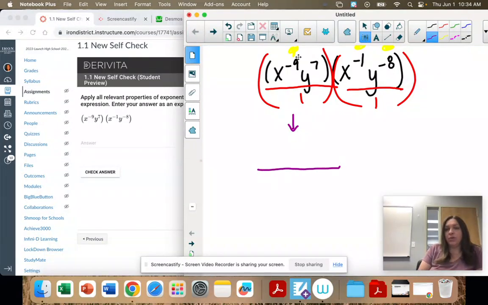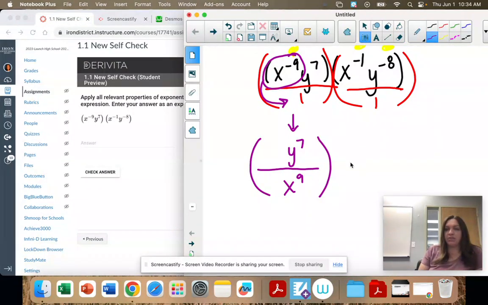So the only one that we need to change the sign is x to the negative 9. I'm going to bring that down to the bottom and make it a positive on the denominator. And then y to the 7th is going to stay as it is. It's fine. It's positive. We like it. All right. So first one done.